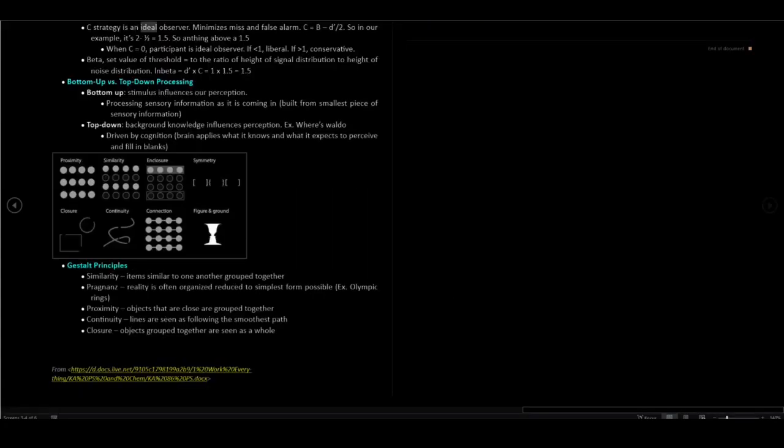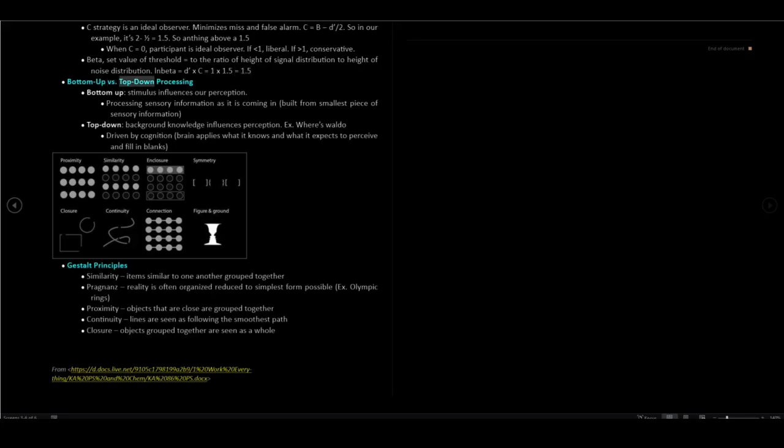The c strategy is an ideal observer. It minimizes misses and false alarms. c equals B minus d'/2. So in our example, it's 2 minus 1/2 equals 1.5. So anything above 1.5. When c equals 0, the participant is an ideal observer. If negative, liberal. If positive, conservative. Beta sets the value of the threshold equal to the ratio of the height of the signal distribution to the height of the noise distribution. Beta equals d' times c, which is equal to 1 times 1.5 equals 1.5.